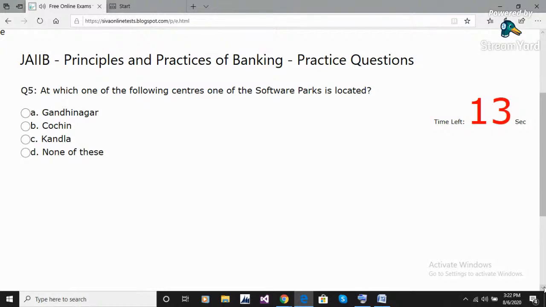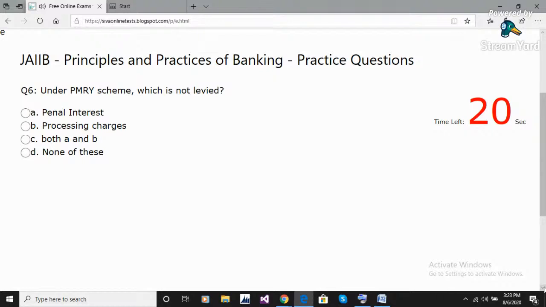Question 5. At which one of the following centers one of the software parks is located? Option A. Gandhinagar. Option B. Cochin. Option C. Kandla. Option D. None of these. Answer A. Gandhinagar.